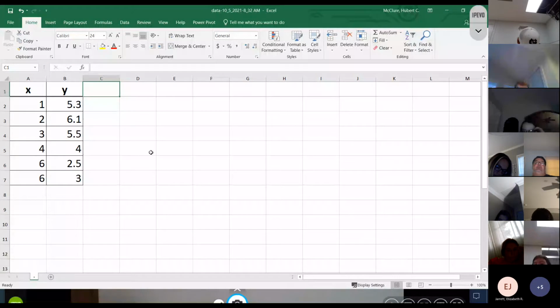Show me a thumbs up whenever you get it typed in and you get a scatter plot and a linear regression line. Somebody give me a thumbs up whenever you get that. Once I get 3 or 4, I'm going to go ahead and move on.